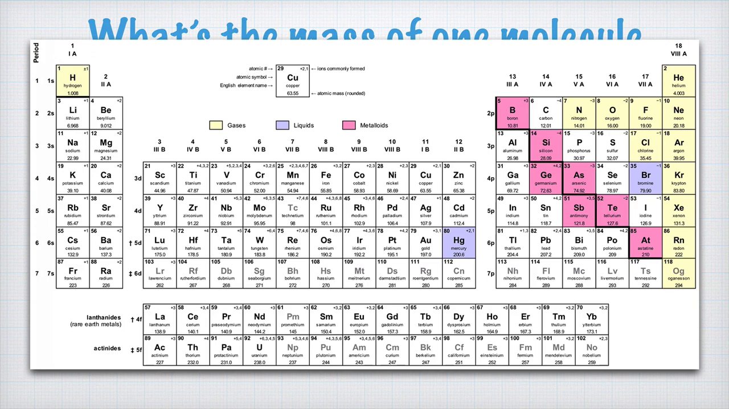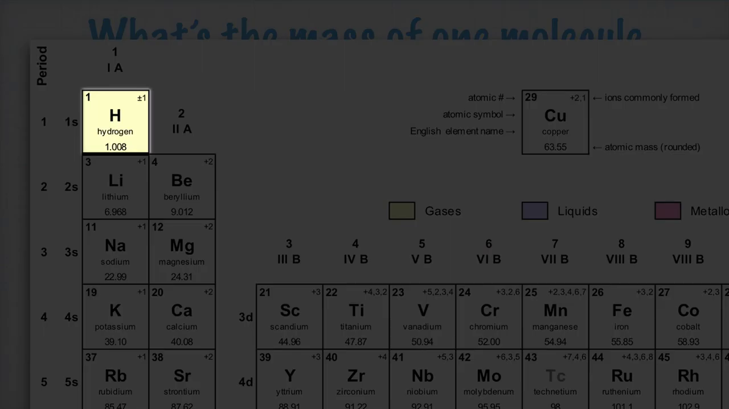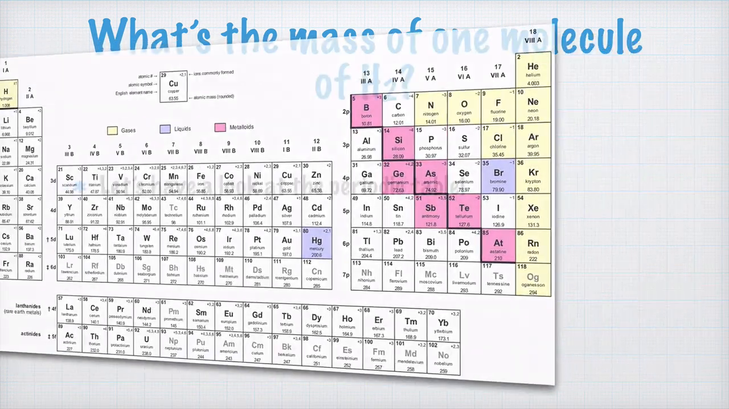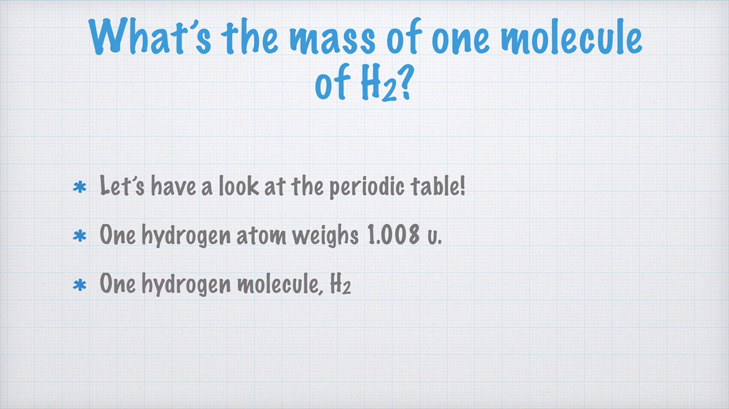Hydrogen is up here to the left, and if we enlarge it a little bit, we can see that the atomic mass for hydrogen is 1.008 U. Let's write that down too. A hydrogen molecule, however, consists of two hydrogen atoms. That's why it's written H2. Thus, we multiply by 2 and we see that a hydrogen molecule weighs 2.016 U. So, now we know what the mass of one hydrogen molecule is.